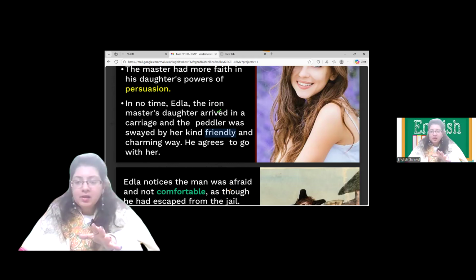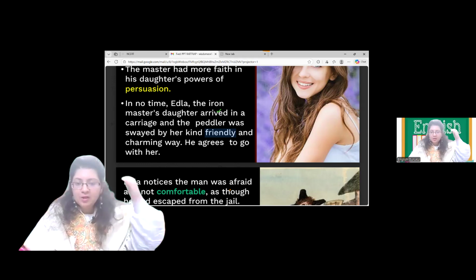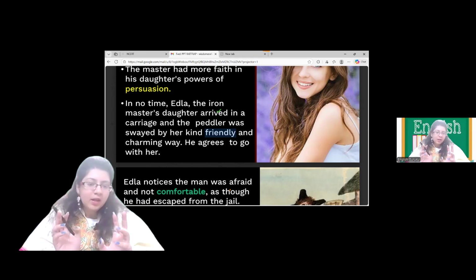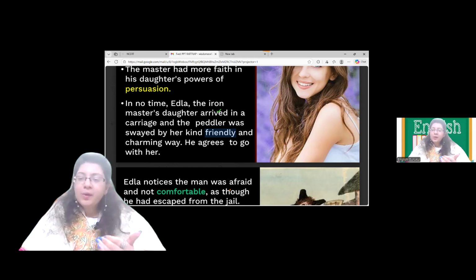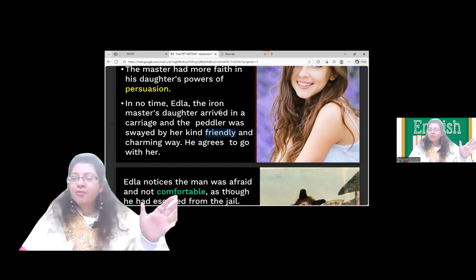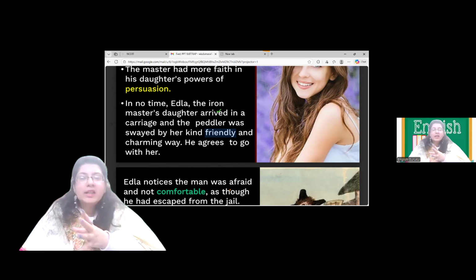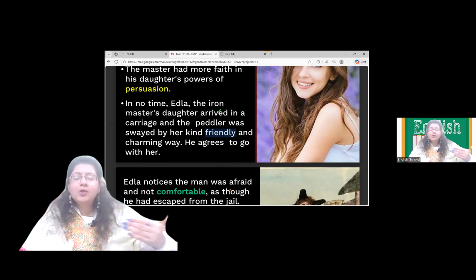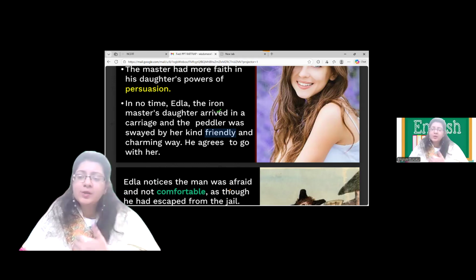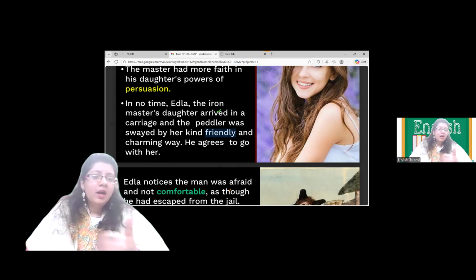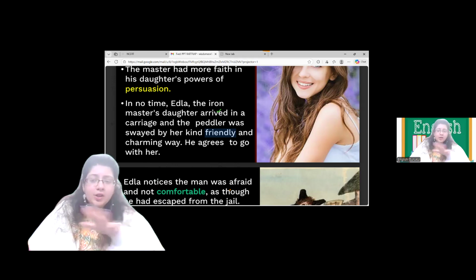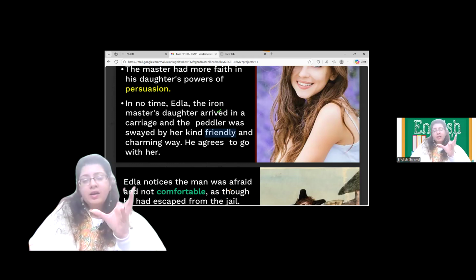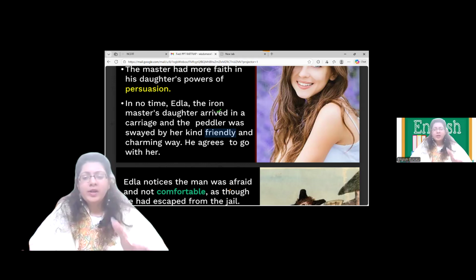Now it's not that simple, guys, that you might think she just came and he was just swayed by her friendly and charming way. No, she also had to make use of a lot of her persuasive powers, because she was so sweet in her nature, a very sweet girl. We get to see that the Iron Master's daughter arrived in a carriage. So it's not a simple entry, it's done in a carriage. In those times, in that era, carriages were very common, right?